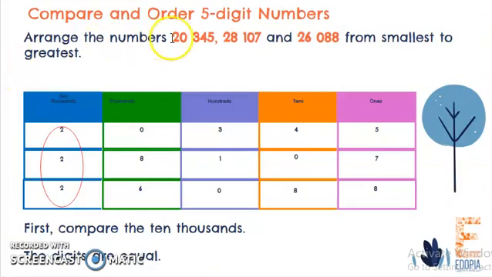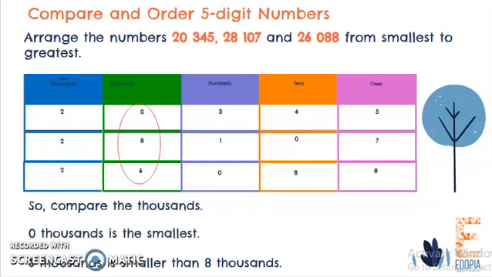Arrange the numbers 20,345, 28,107 and 26,088 from smallest to greatest number. So first we are going to compare the 10,000s. All the numbers in 10,000 place value are same. The digit 2 is in the place value of 10,000 for all the numbers. This means we are going to compare the next place value, that is thousands. So in thousands, we have 0, 8, and 6.